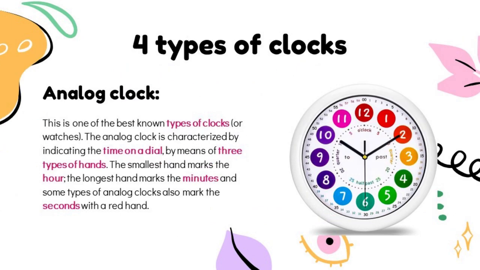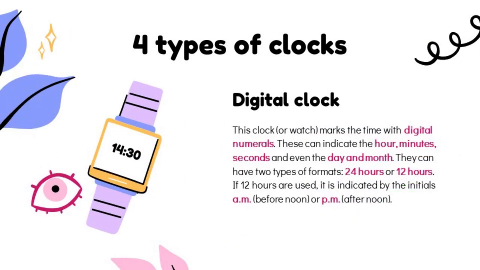There are 4 types of clocks. 1 is analog clock. This is one of the best known types of clocks, or watches. The analog clock is characterized by indicating the time on a dial by means of 3 types of hands. The smallest hand marks the hour, the longest hand marks the minutes, and some types of analog clocks also mark the seconds with a red hand.